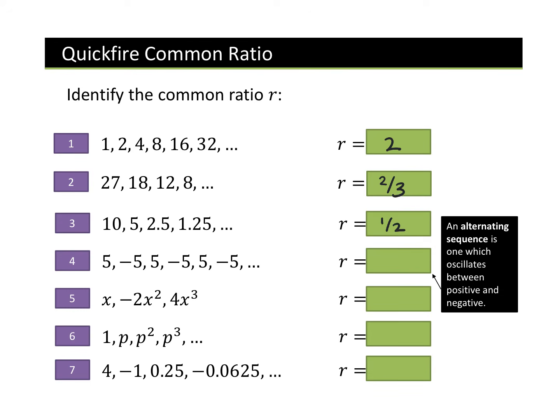The next one? Minus 1, brilliant. The next one? Minus 2x, fantastic. The next one? P. And the next one? Negative a quarter, absolutely. Now remember, we're not looking at dividing, we're looking at multiplying. Remember, dividing by 4 is the same as multiplying by a quarter, okay? This is what we're looking at.